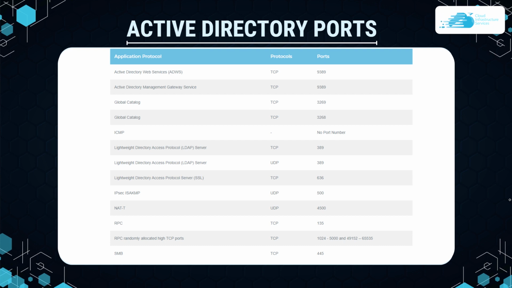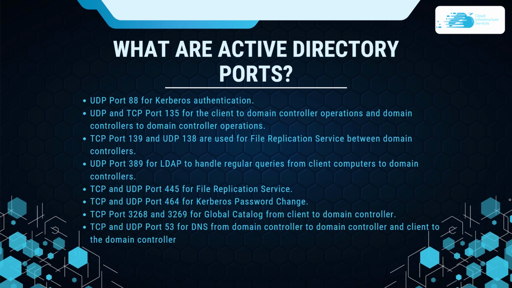Now after these ports, we have some Active Directory ports client to domain controllers. So you can see on the screen that the UDP port number 88 is used for Kerberos authentication, the UDP and TCP port 135 for the client to domain controller operations and domain controller to domain controller operations, whereas the TCP port 139 and the UDP port 138 are used for file replication services between the domain controllers.